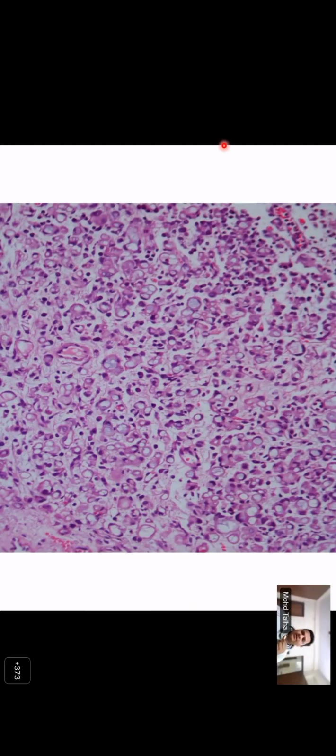Comment section, share it. This is the signet cell appearance. Yes, this is the classic signet, classic signet with little pushed nuclei, little hyperchromasia, and you see this mucinous material.